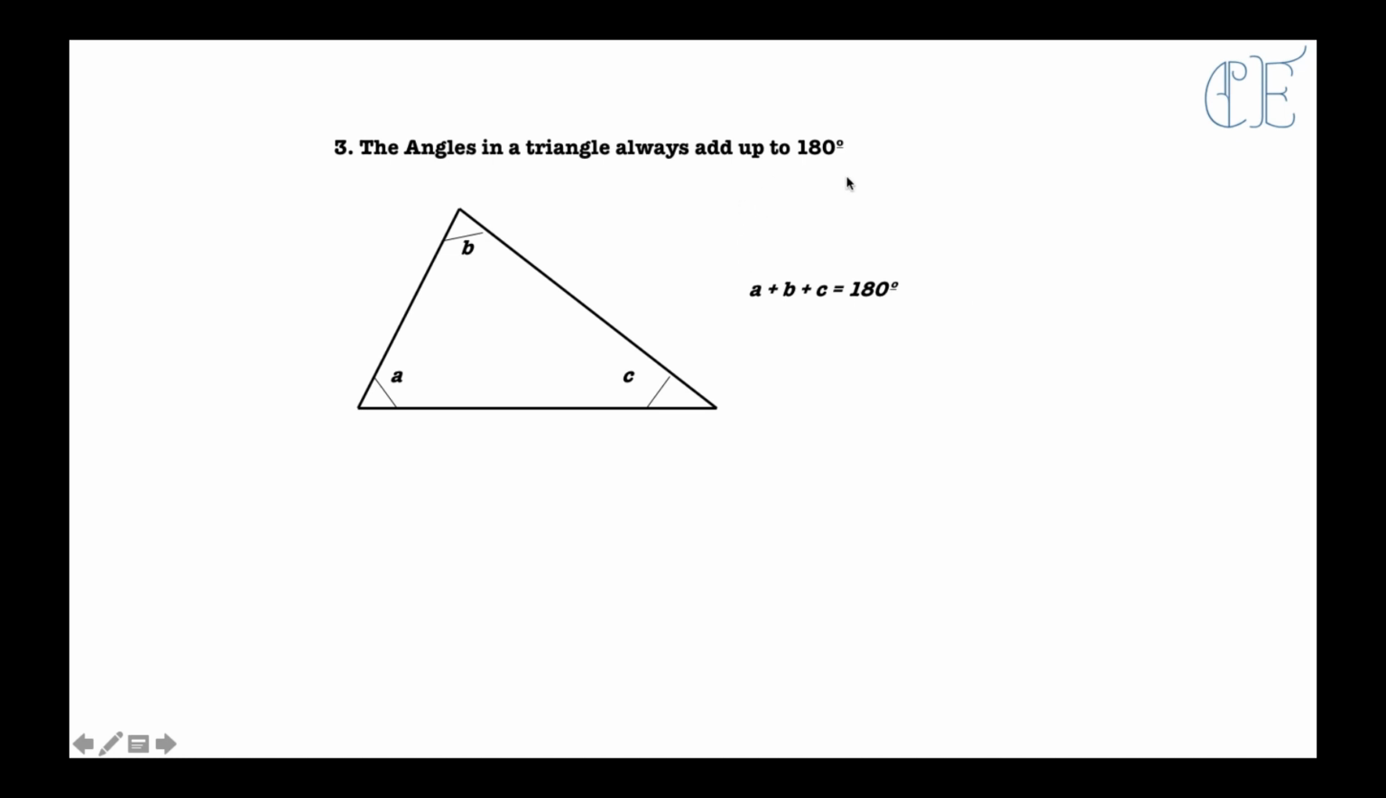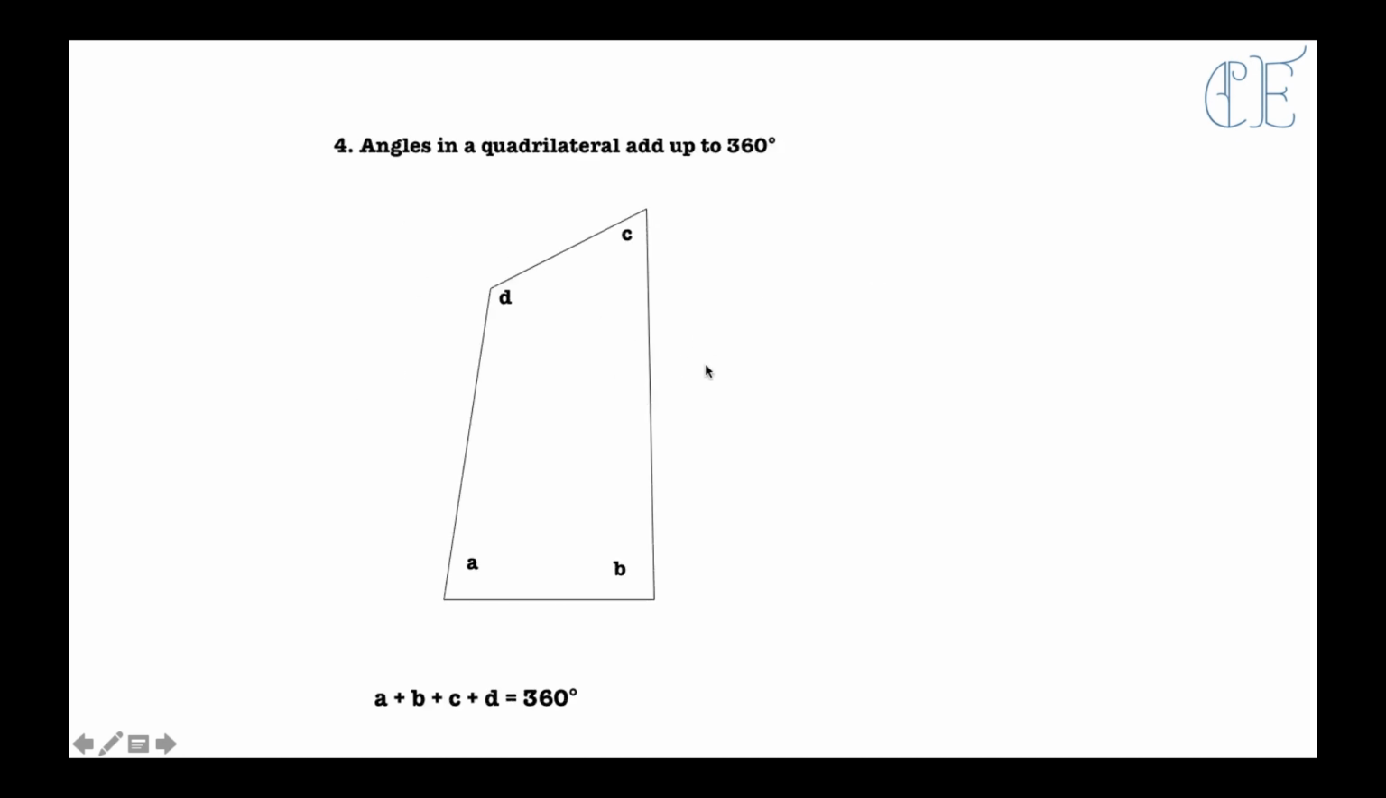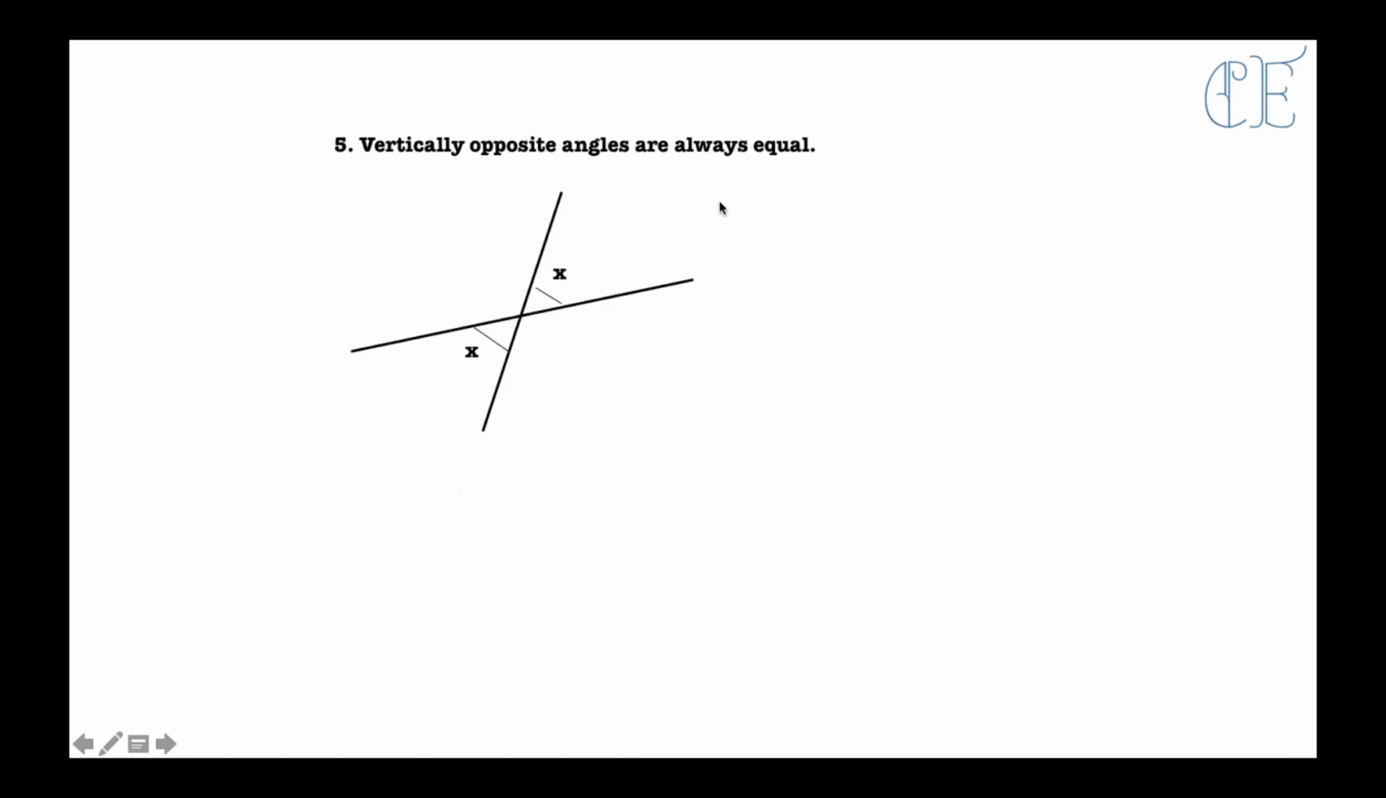Angles in a triangle always add up to 180 degrees. Again, if you know two of them, you'd be able to work out the third angle. Angles in a quadrilateral add up to 360. So all four of these angles added together make 360 degrees. And it's important to remember these.